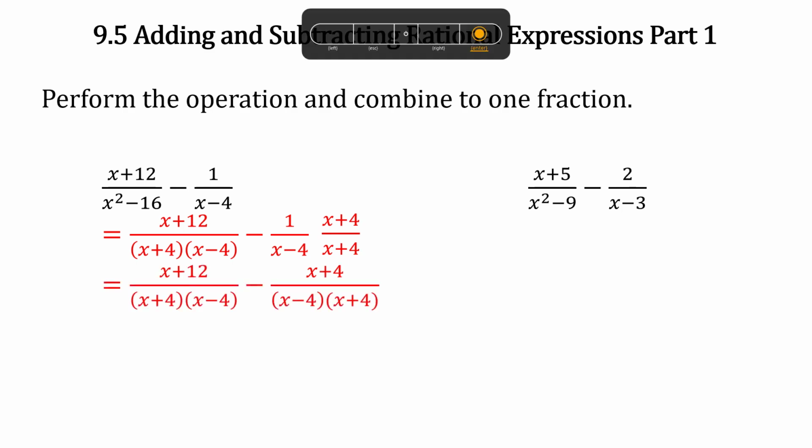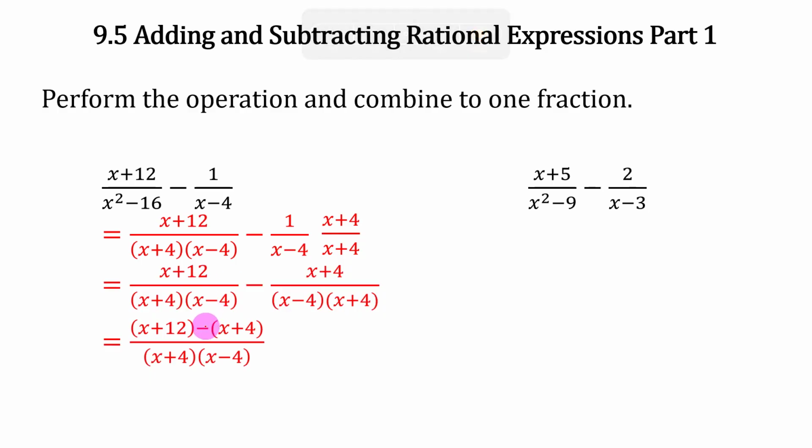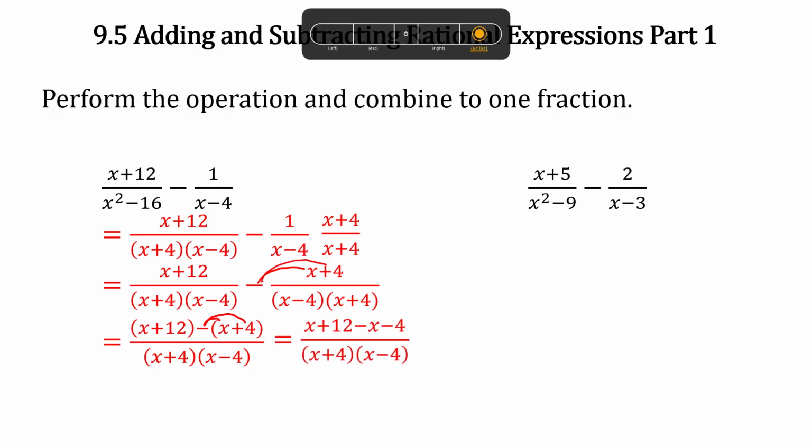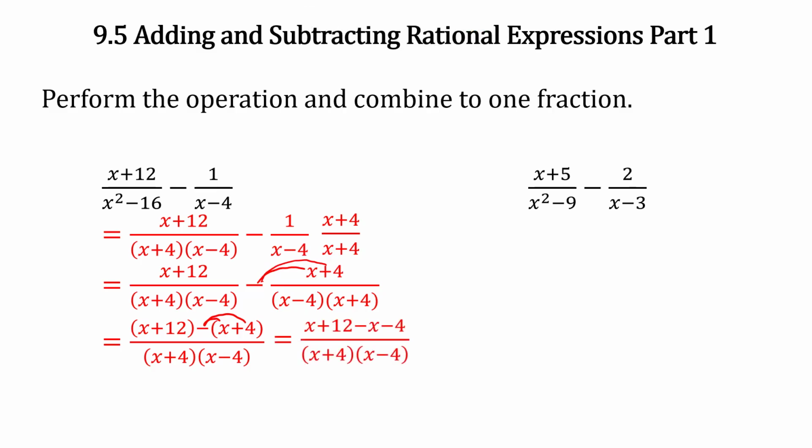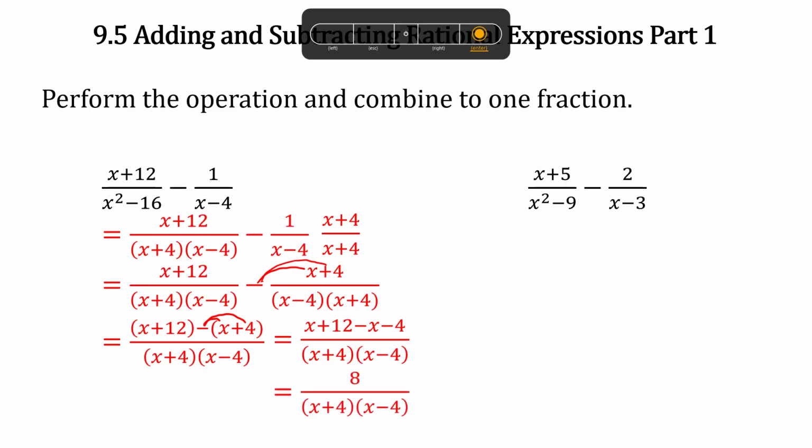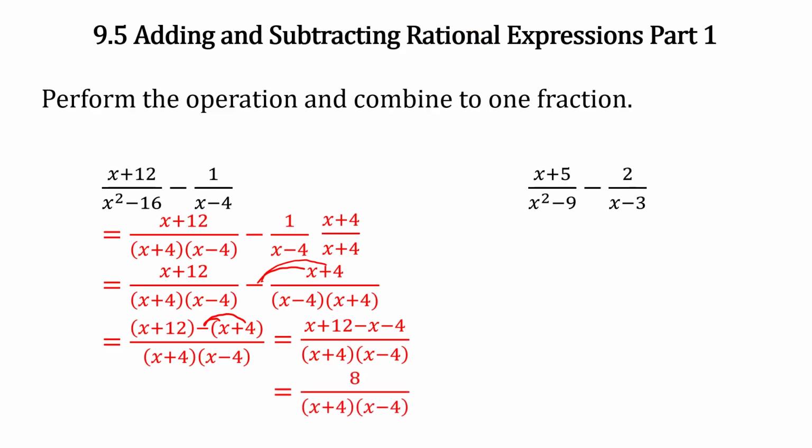So I'm going to get x plus 12 minus x plus 4. And this is where you need the parentheses. This negative needs to get distributed. From here, it's going to be minus x minus 4. So x minus x is 0. 12 minus 4 is 8 over x plus 4 times x minus 4. Okay, your turn. Pause it here, work it out, and come back and check your answer.